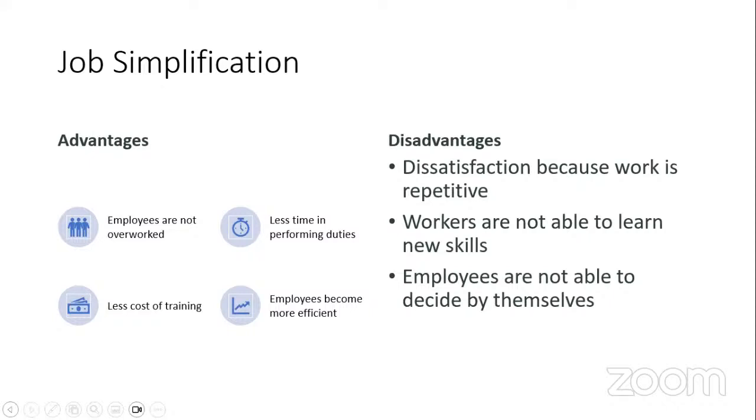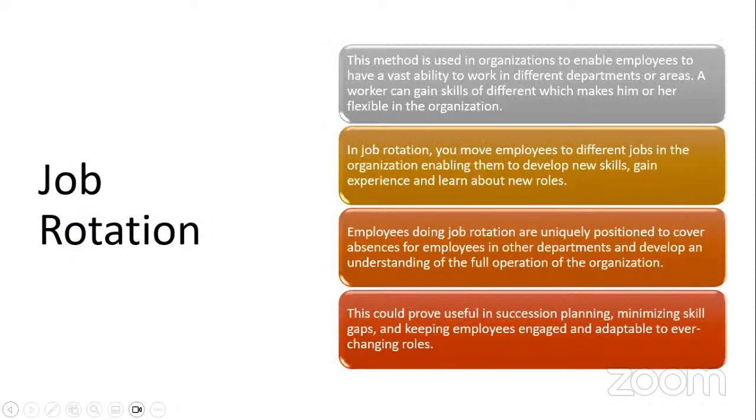Disadvantages: dissatisfaction because work is repetitive. Workers are not able to learn new skills. Employees are not able to decide by themselves. So let's look at job rotation. This method is used in an organization to enable employees to have a fast ability to work in different departments or areas. A worker can gain different skills, which makes him or her flexible in the organization.